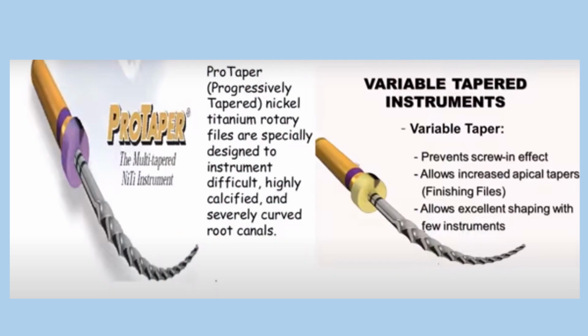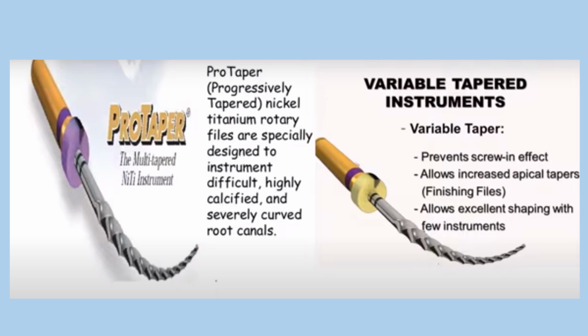Now these ProTaper files are also known as progressively tapered nickel titanium instruments. They are designed to instrument difficult, highly calcified and severely curved canals. The advantages of variable taper are that it prevents the screw-in effect, there will be less taper lock within the canal, and it allows increased apical tapers.